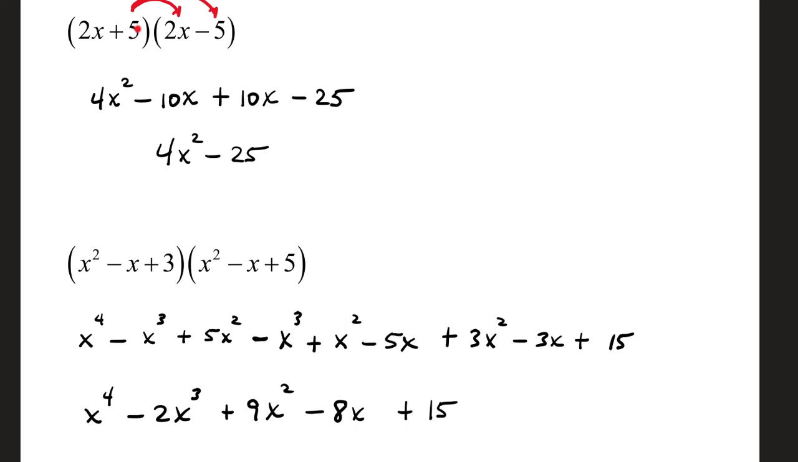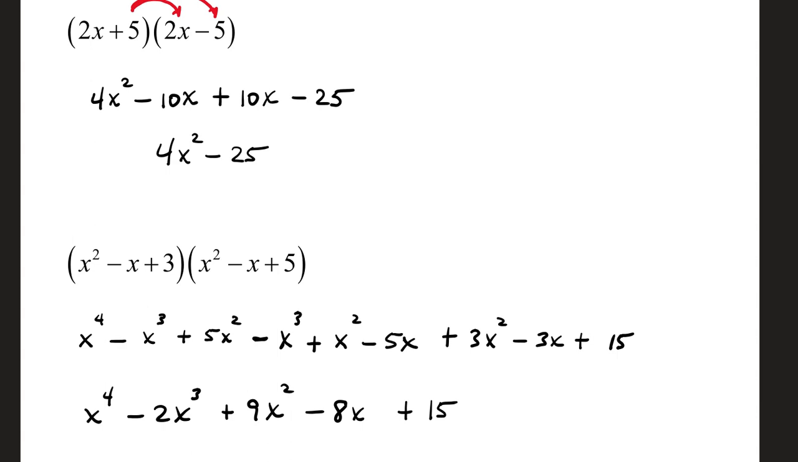Switch to your next term. 5 times 2x is positive 10x. 5 times negative 5 is negative 25. This one's very similar to the example above, except for the difference in signs. Negative 10x plus 10x zeroes out, so all you have left is the first and last term.